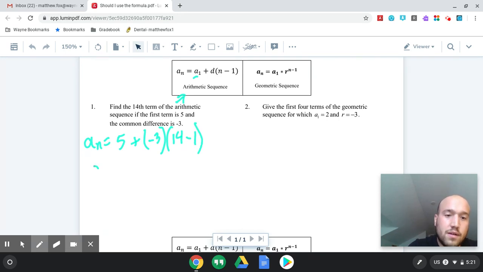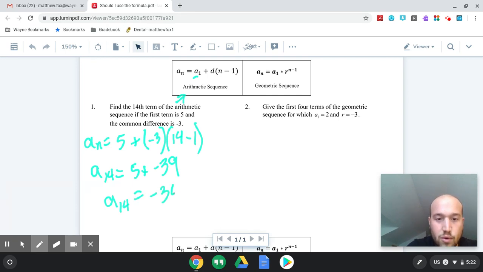Now, a sub 14 equals, we're going to have 5 plus, now 14 minus 1 is going to give us 13. 13 times -3 is -39. And then 5 plus -39, or our value of a sub 14, will give us -34 as our answer. Okay, so that's how we did the first one. Because it asked for the 14th term off in the future, that's when we want to use our formula.